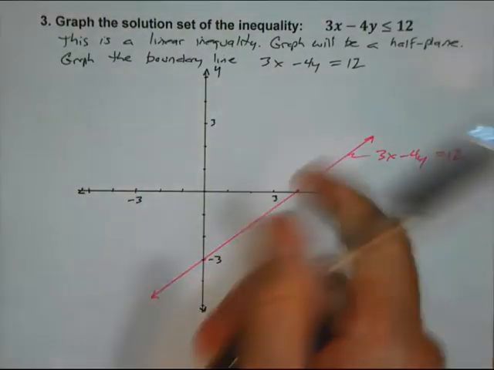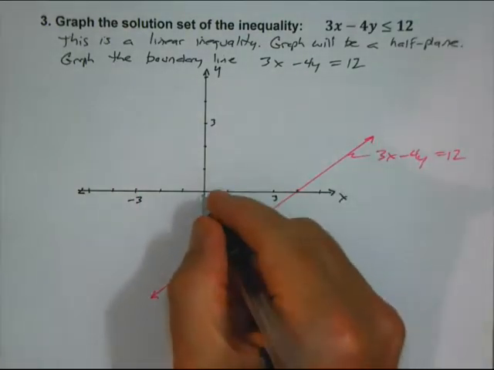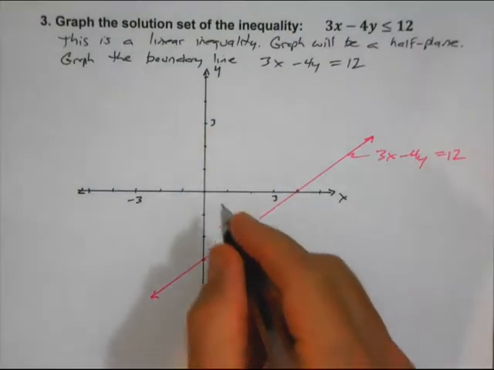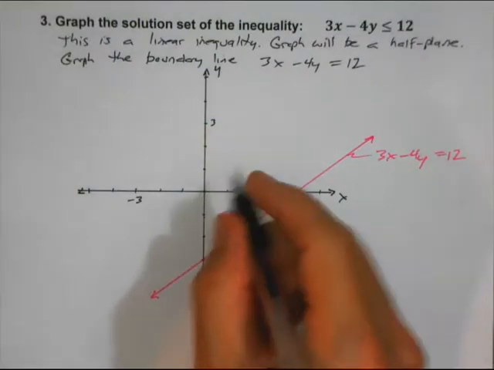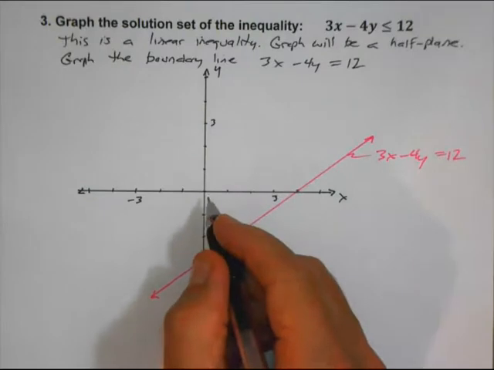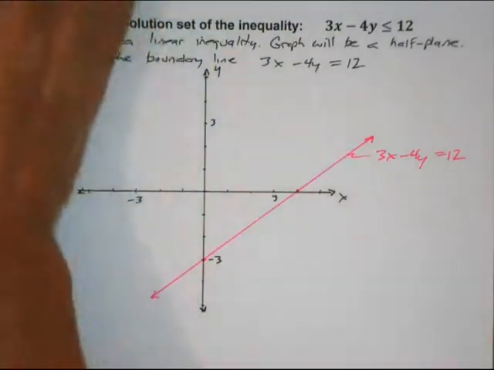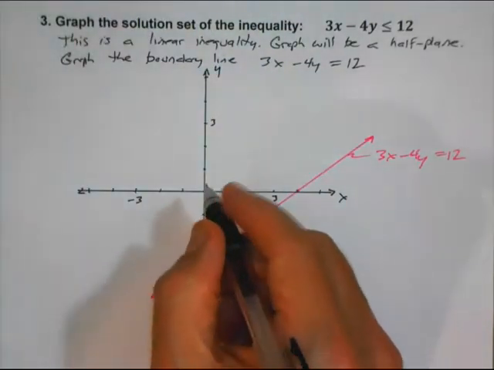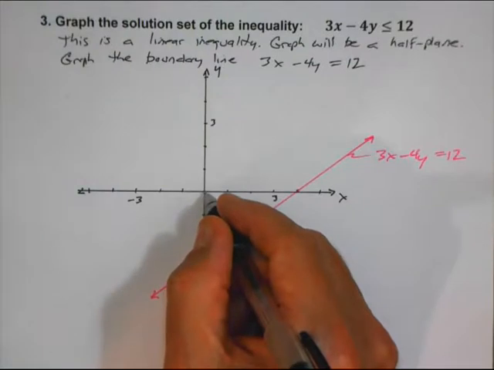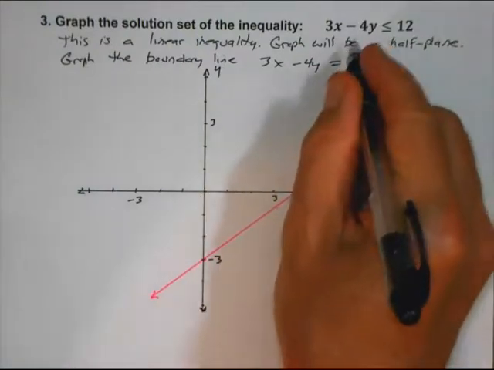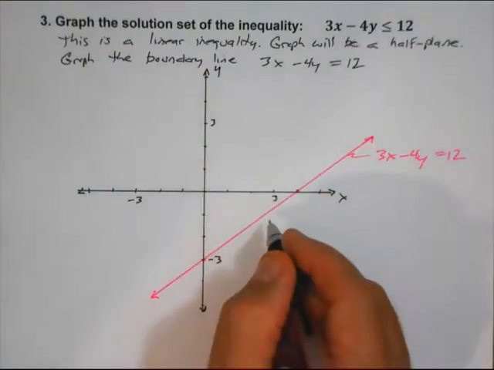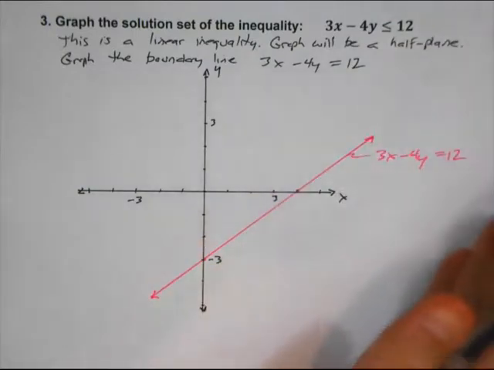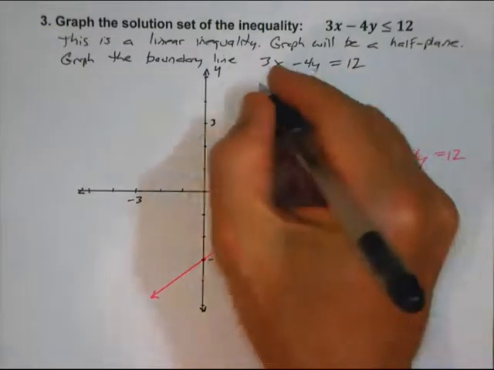and I see what is the case for 0, 0. If 0, 0 turns out to be a solution to this inequality, I know to shade all of 0, 0 side of the line. If 0, 0 turns out not to be a solution to this inequality, that means it must be the other side of the line that must be shaded. The other side of the line must have all the solutions. So, okay, here we go.